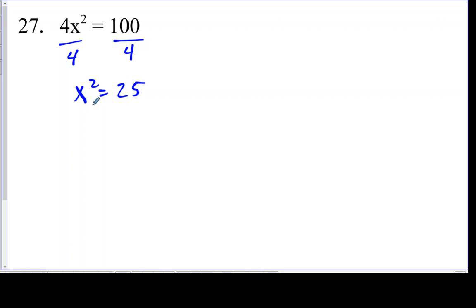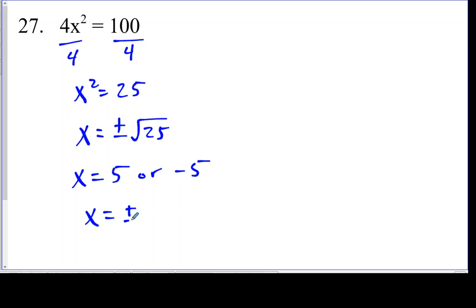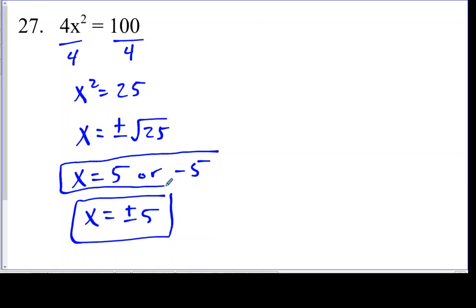So now to simplify this, I want to take the square root of both sides to get rid of the exponent. So x is going to be the positive or negative square root of 25. Positive square root of 25, negative square root of 25. x is equal to 5 or negative 5. You can also write it as x equals positive or negative 5. You'll see it written either way. Either way you write it, that means x can be two different values.